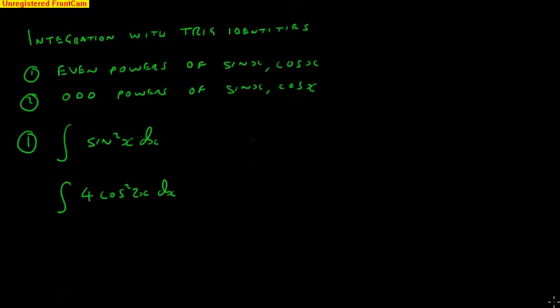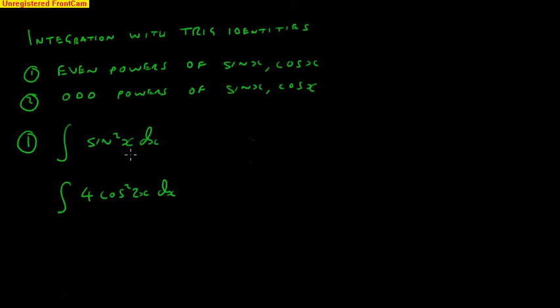Hello again. I'm going to do some integration using trig identities. The first examples in this video will be ones that involve even powers of sine x or cos x, and I'm going to do that through two examples. I've got one here with the integral of sine squared x with respect to x and the integral of 4 cos squared 2x. Okay, let us start with the first one.